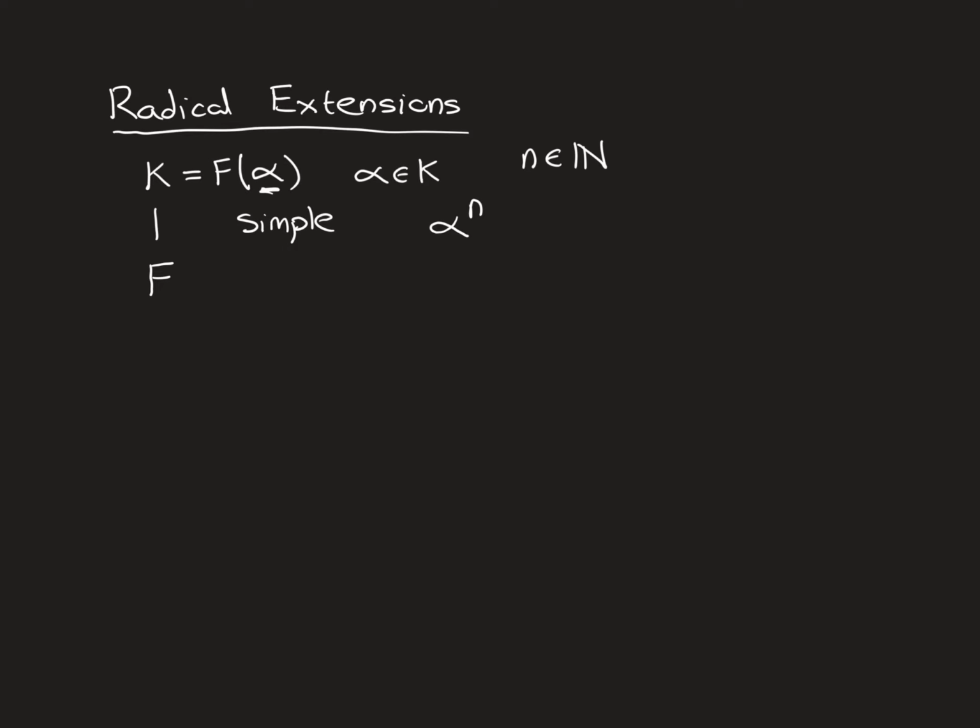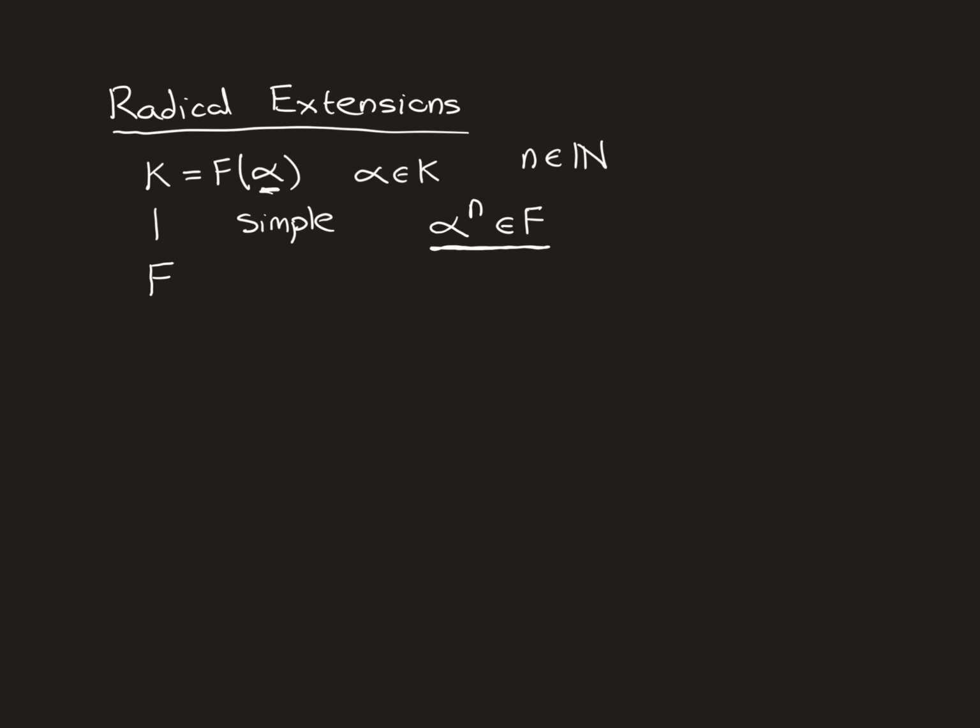So alpha to the power of n is going to need to be some element of F. That is what it means to say that alpha is a radical of some element in F. It means that it's the nth root of some element in F, meaning that if you raise it to the power of n, it's going to give you some element in F. So if an extension is a simple extension generated by an element that is a radical of the ground field, then we call it a simple radical extension.